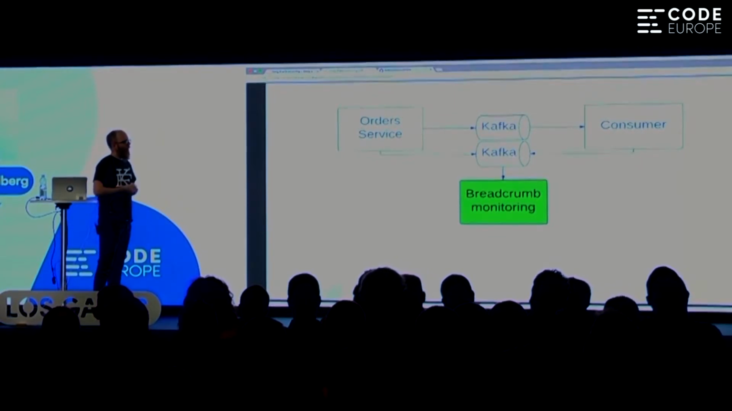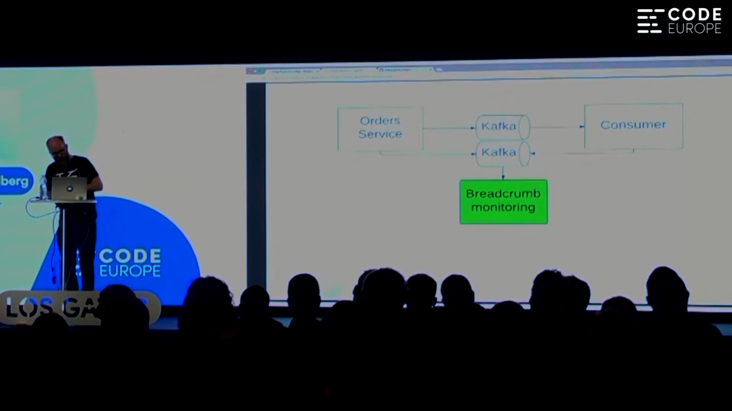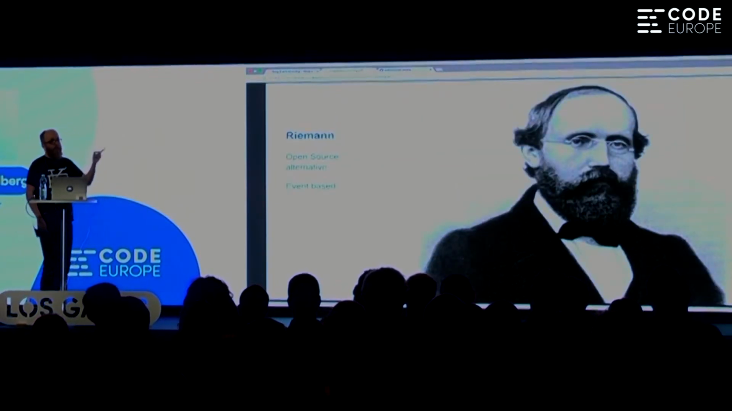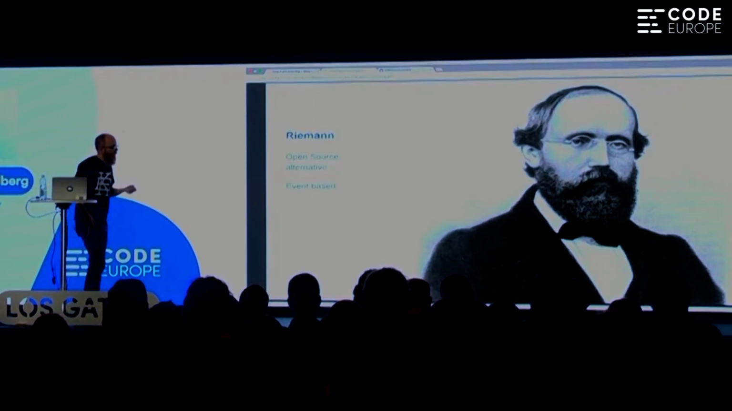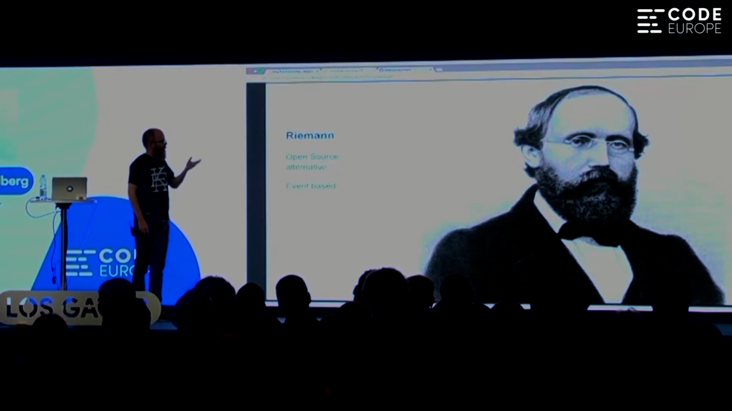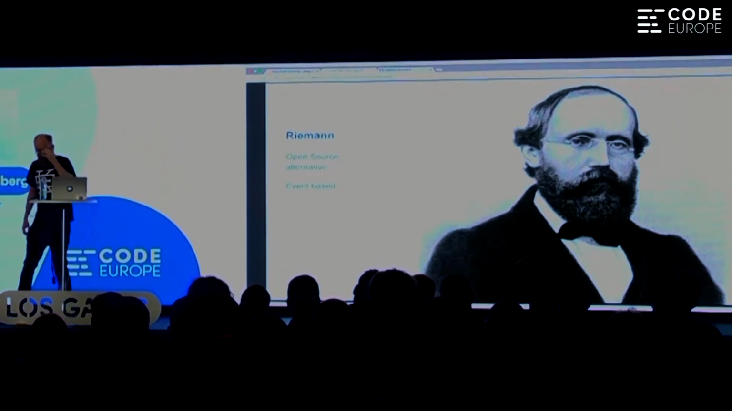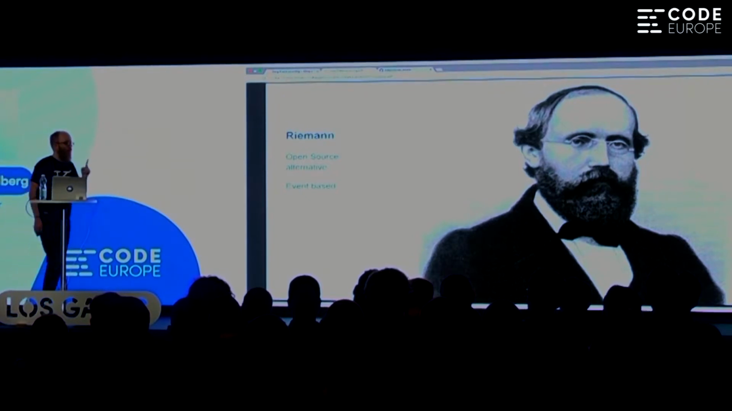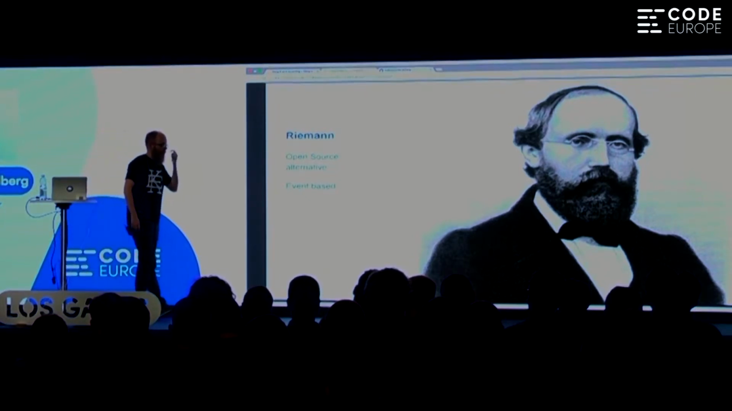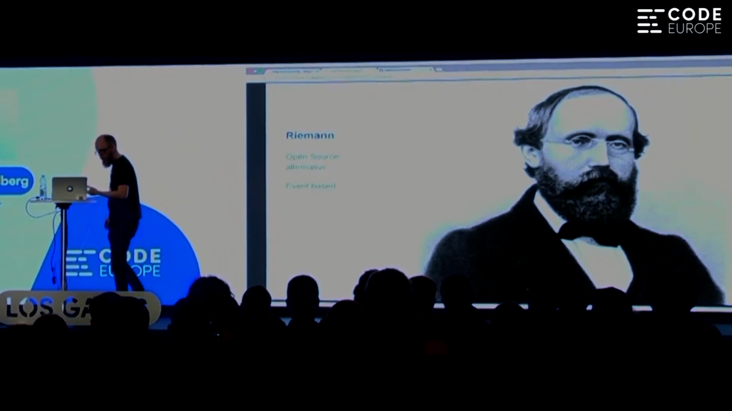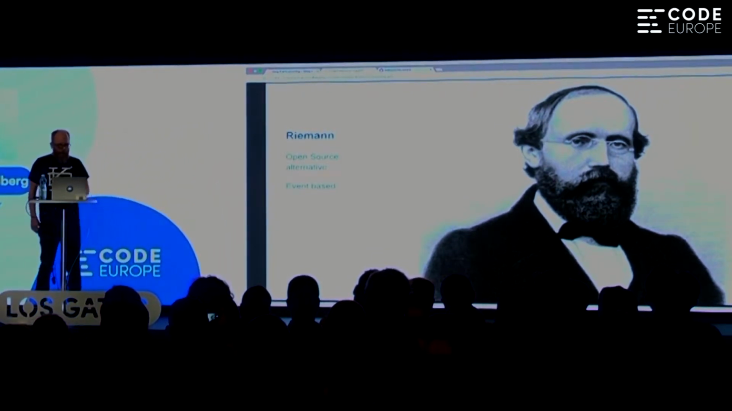And then, about a month ago, someone came to me and said, have you looked at this Riemann thing? And I'm really sorry, it's not a bird. I could have photoshopped one in, I guess, but oh well. So Riemann goes through the roof in coolness factor because it's event-based. It's made in Clojure, and it's like the most hip thing right now. So you really want to look at it.